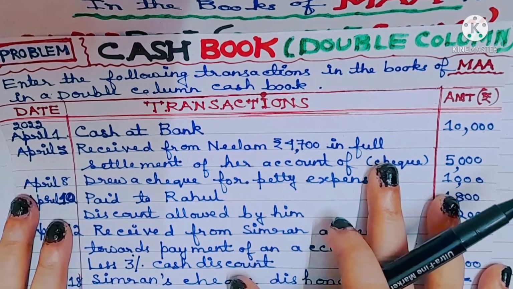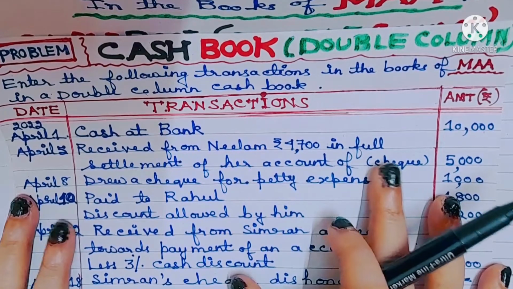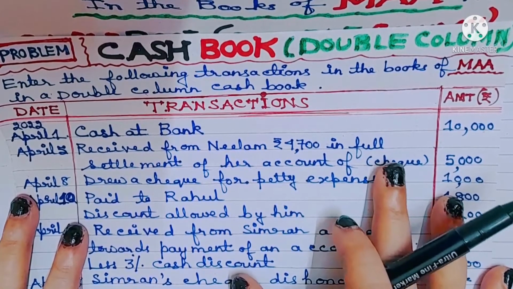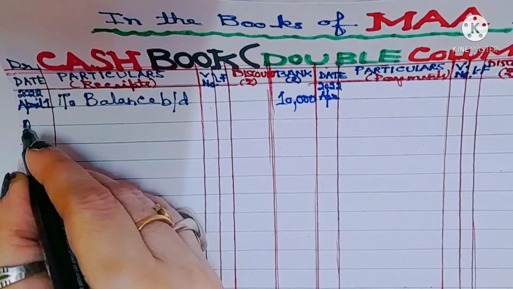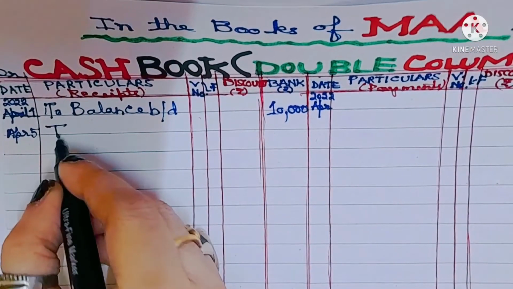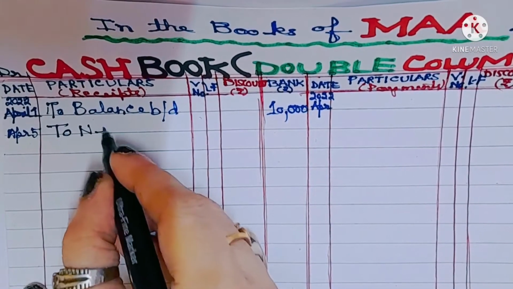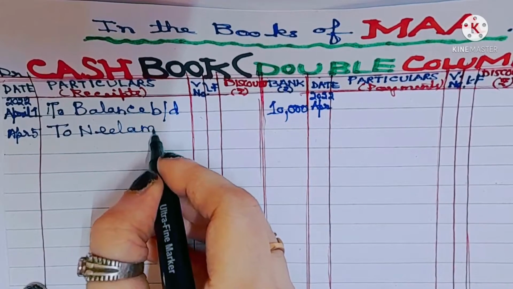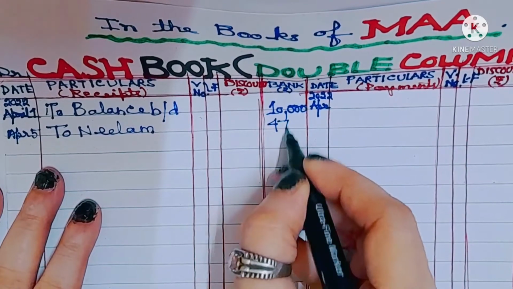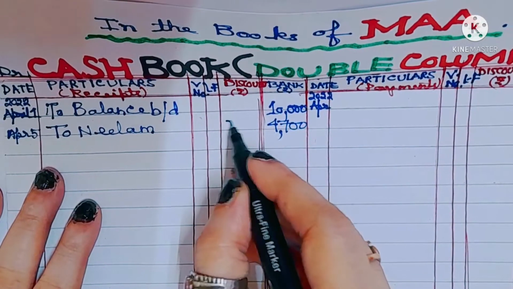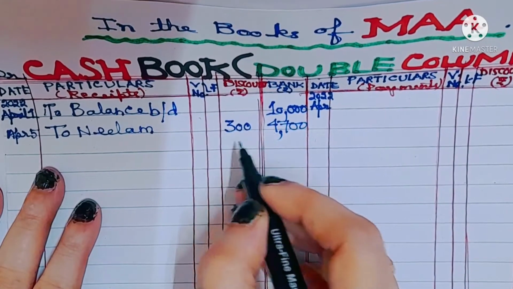We have to look at both the positions of bank account and discount allowed account also. On 5th April to Neelam account, we've received a check from Neelam. 4,700 should be in the bank column and rupees 300 discount allowed by Ma.